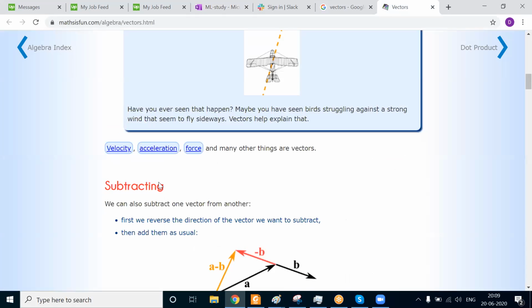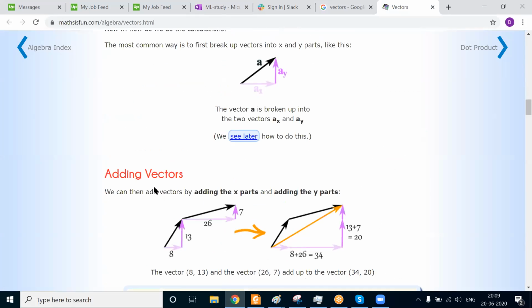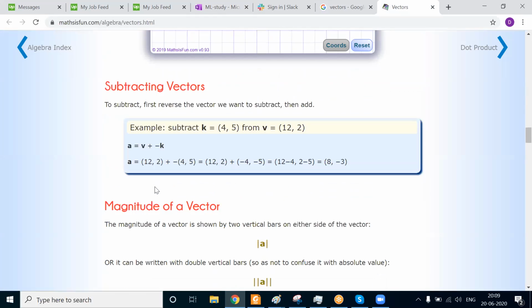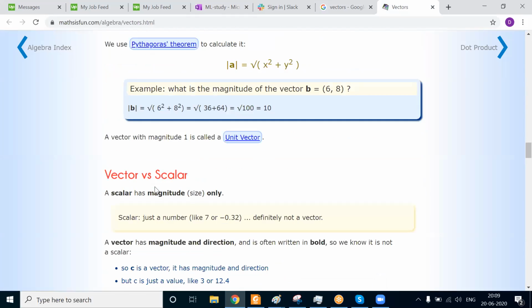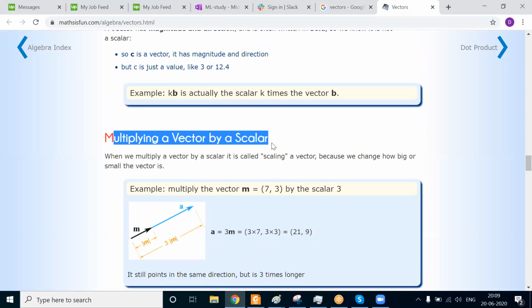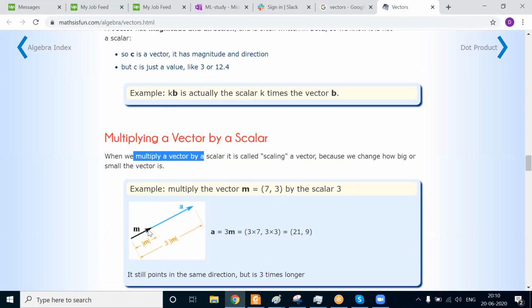So subtraction and addition, I think you are comfortable with. Yes. So let's see how to multiply two vectors. See, this is how it goes. As I said, if I have one vector, three times it will be 3m. So say 7, 3 is my vector m, and I want to go three times. It is 7 into 3, that is 21, and 3 into 3 is 9.